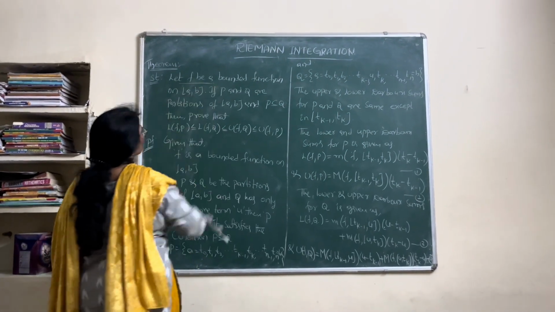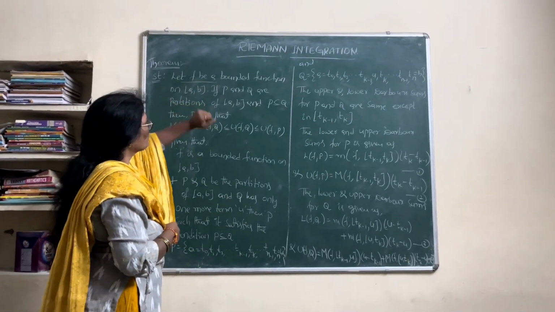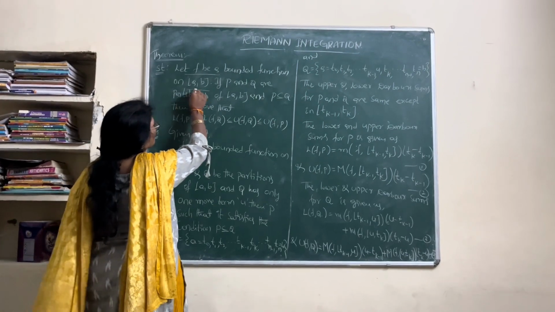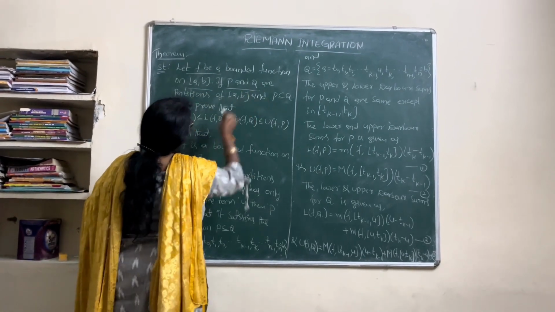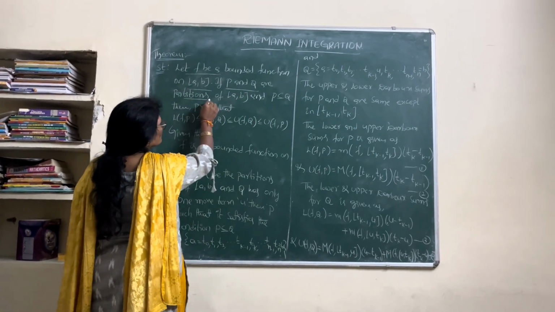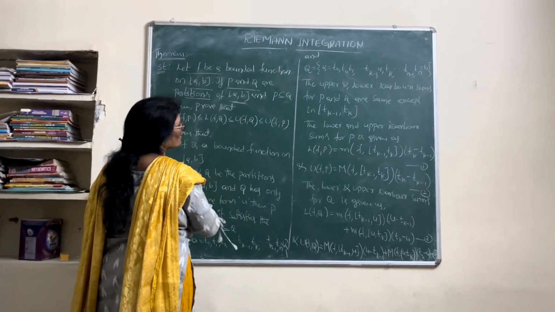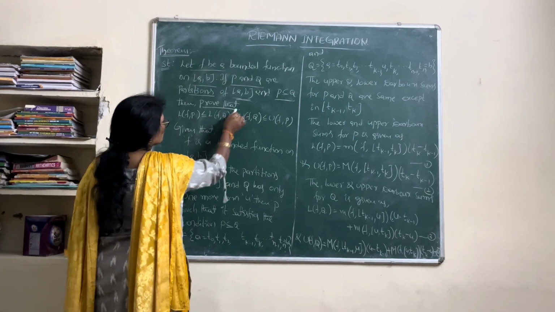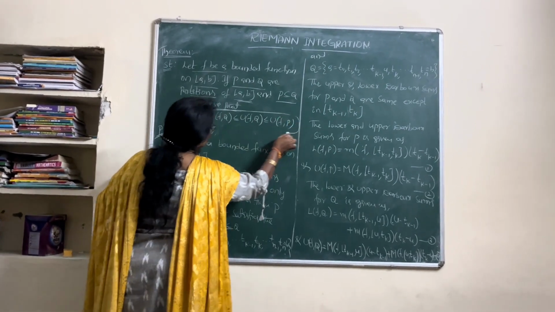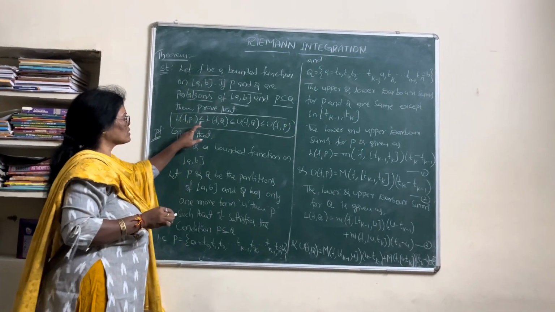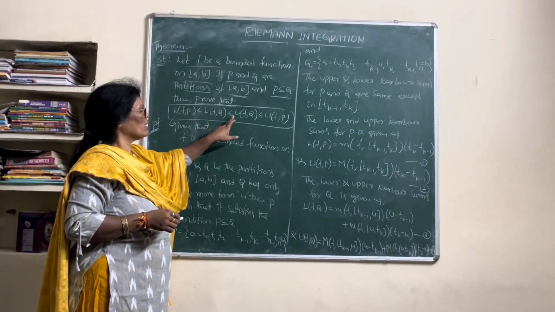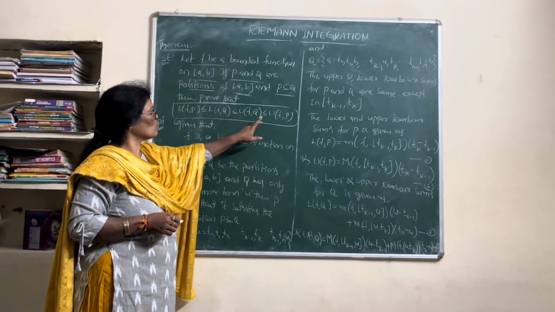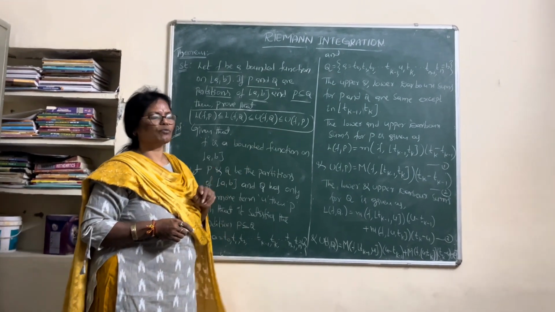Here the statement is: let f be a bounded function on the closed interval [a, b], and P and Q are two partitions on this interval, and P is contained in Q. Then we need to prove this inequality: L(f,P) is less than or equal to L(f,Q), which is less than or equal to U(f,Q), which is less than or equal to U(f,P).